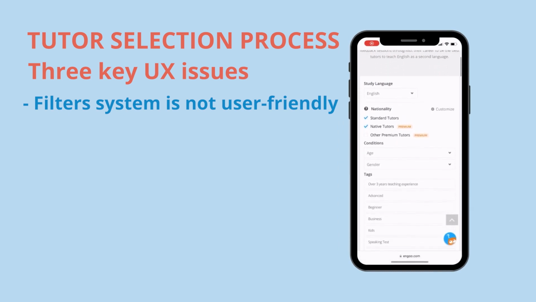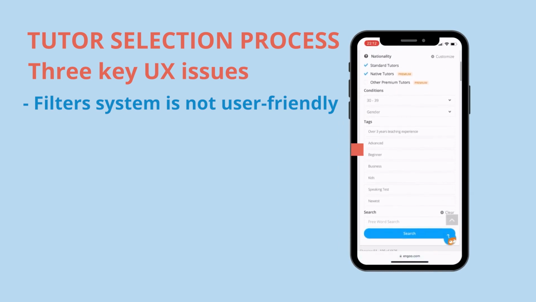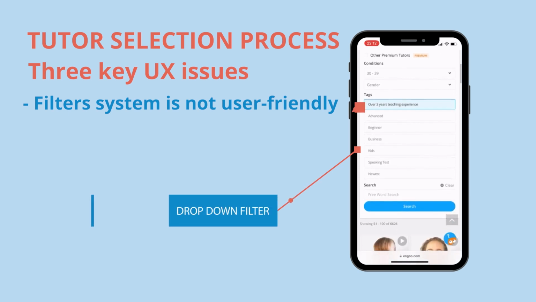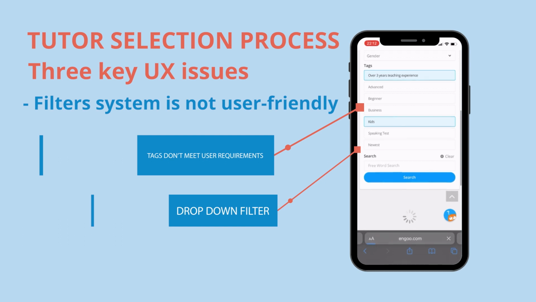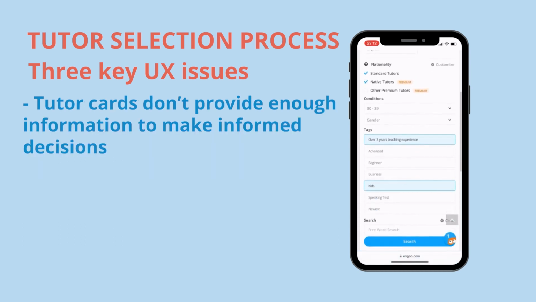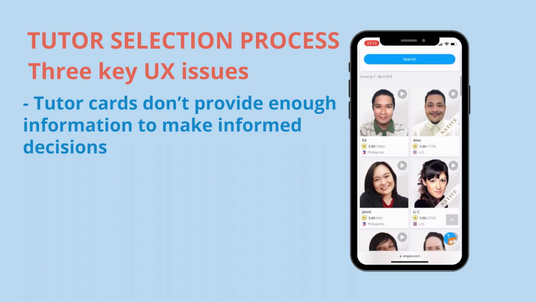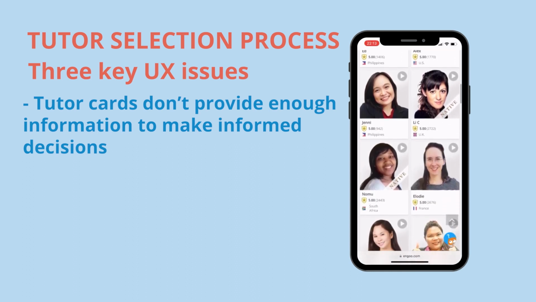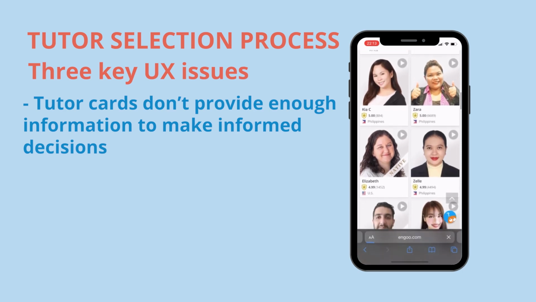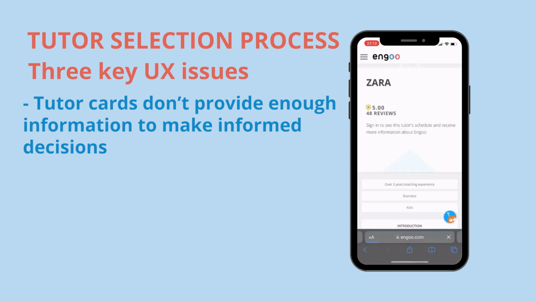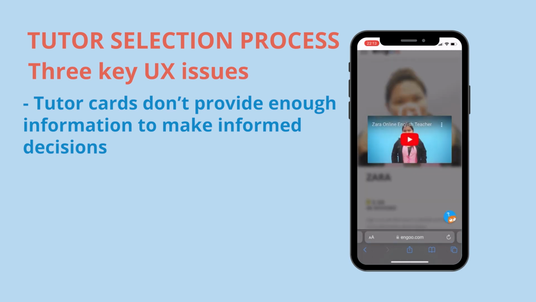Secondly, users reported that the current filter system isn't user-friendly and the microcopy is confusing, while the tags don't necessarily fit their requirements or what they're looking for. Thirdly, the current tutor cards only show the tutor's name, rating, and where they're from. This isn't enough information for users to quickly make an informed decision on who suits their needs. They would need to click into every profile to find out more information and to watch the tutor's video, and then go back into the tutor selection page.